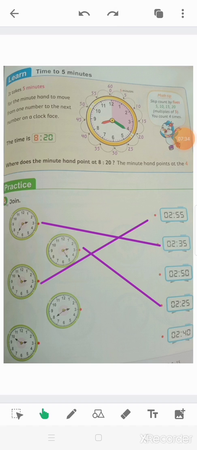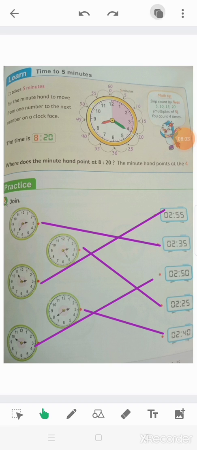So, again, look at the minute hand. 8 by 5, 40. Yes. Then what do we have here? 10 by what? 10 by 5 equals 50. And the hour, is it 3 or 2? No, it's between 2 and 3, so I will take 2. 2:50.